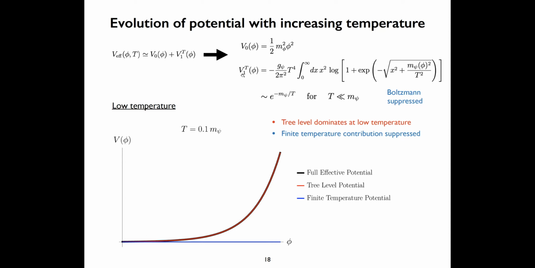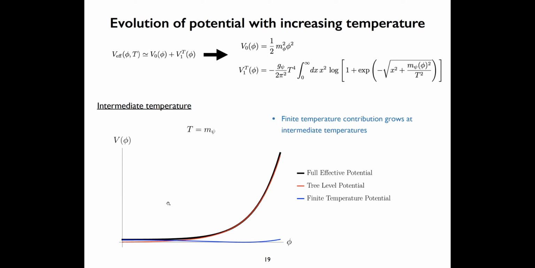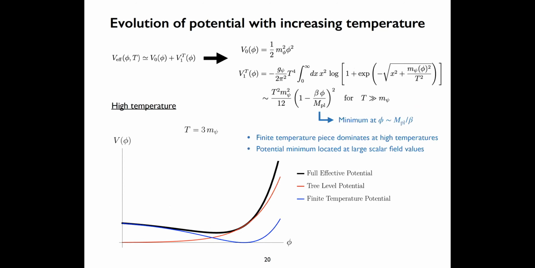The effect is that the finite temperature piece is Boltzmann suppressed at low temperatures, so it has essentially no effect. Now we turn up the temperature, to temperatures of order the fermion mass, and we see that the blue piece, the finite temperature contribution, starts to grow. We keep turning it up, and it can really compete with the classical quadratic piece. In fact, a new minimum will develop at large field values.